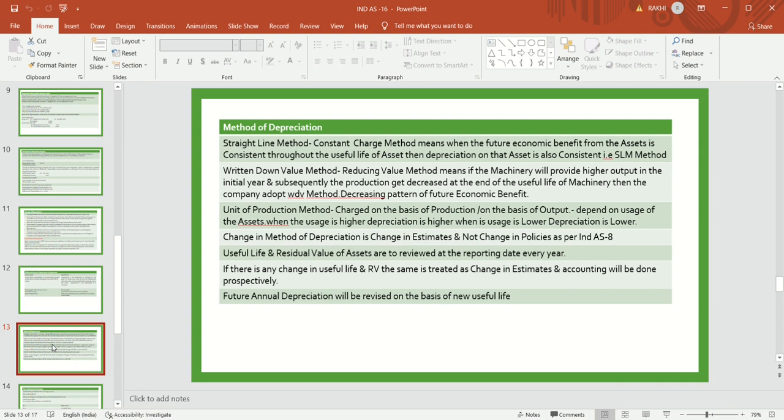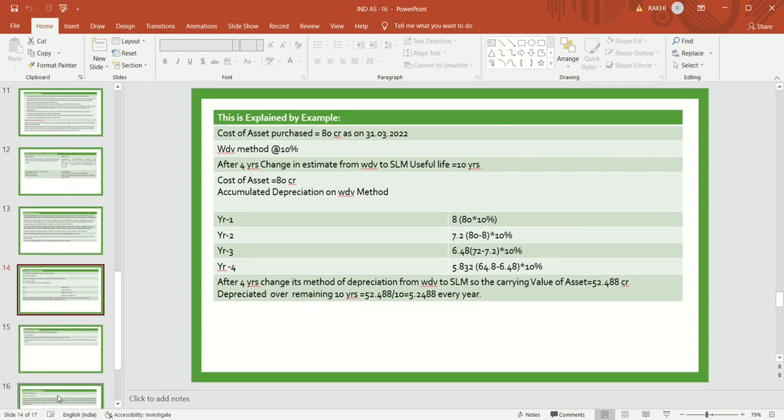So future annual depreciation will be reviewed on the basis of the new useful life. This is to be explained by example. Suppose the cost of asset purchased is 80 crore as on 31st March 2022. At that time, the company will apply WDV method at the rate 10%. After 4 years, the company will change that method from WDV to SLM, and the useful life is 10 years. Then how will the company charge depreciation?